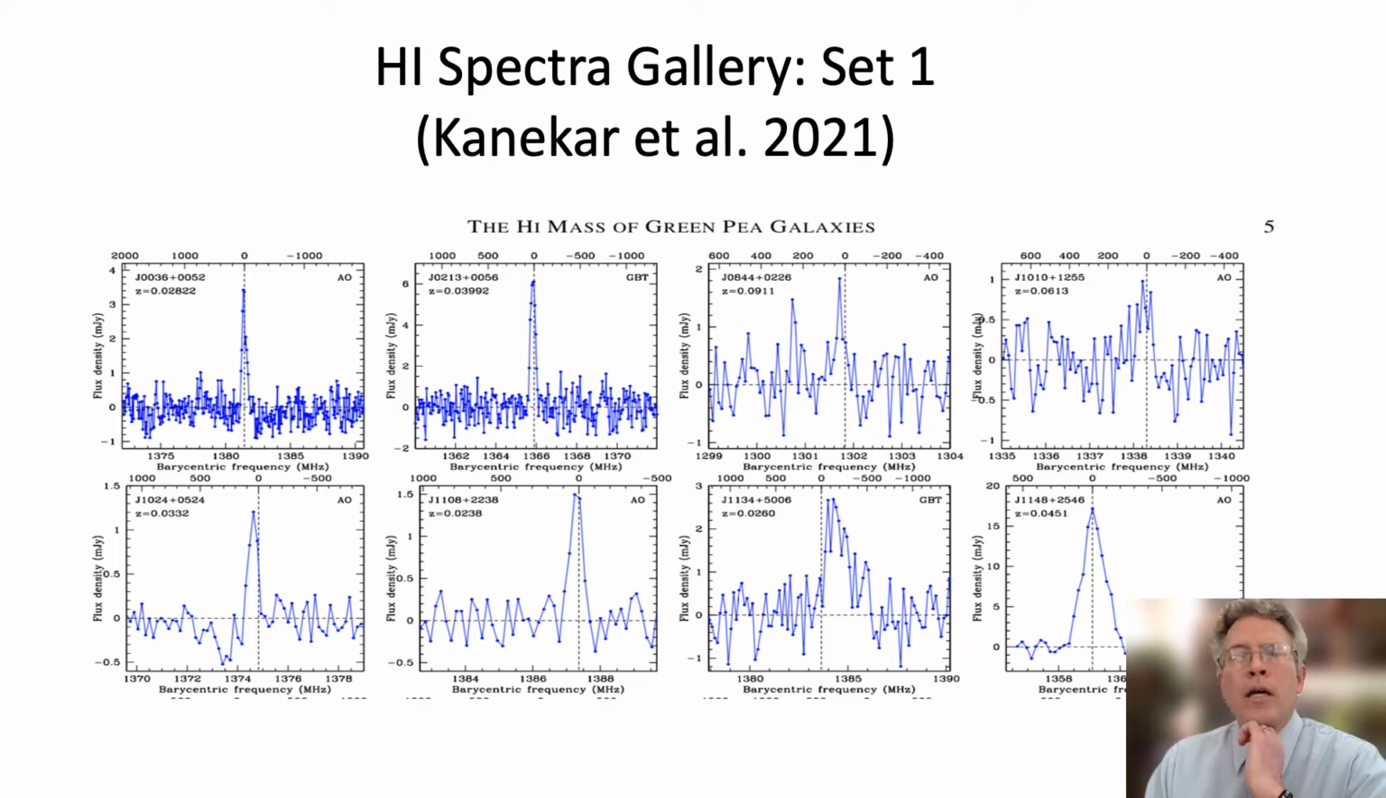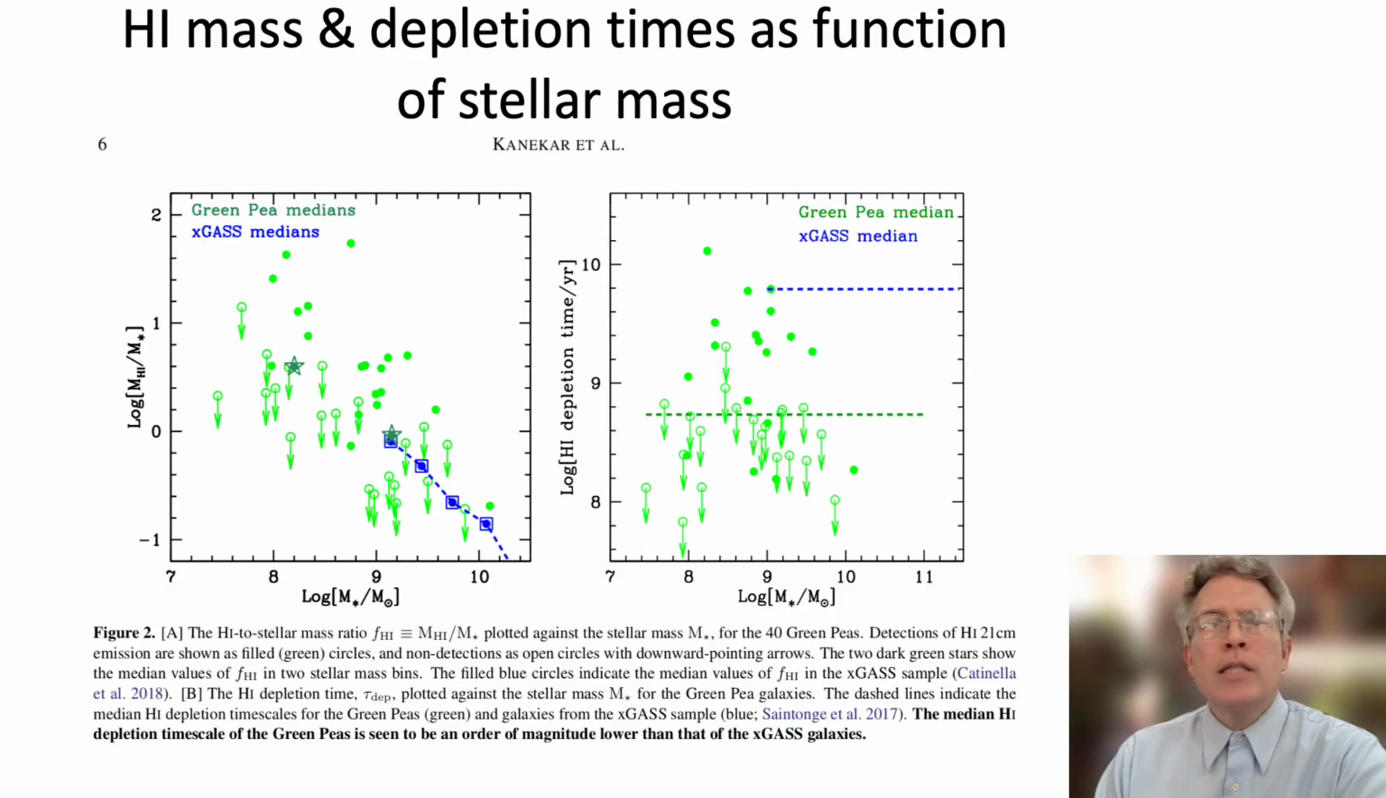And when you convert those into H1 mass and correlate them with other properties of the galaxies, there's a couple of interesting things going on here. So, the left-hand panel of this plot is showing the H1 mass fraction and comparing it to the stellar mass of the galaxies. And you can see there's a declining trend, so the more stellar mass there is, the less the H1 mass fraction.